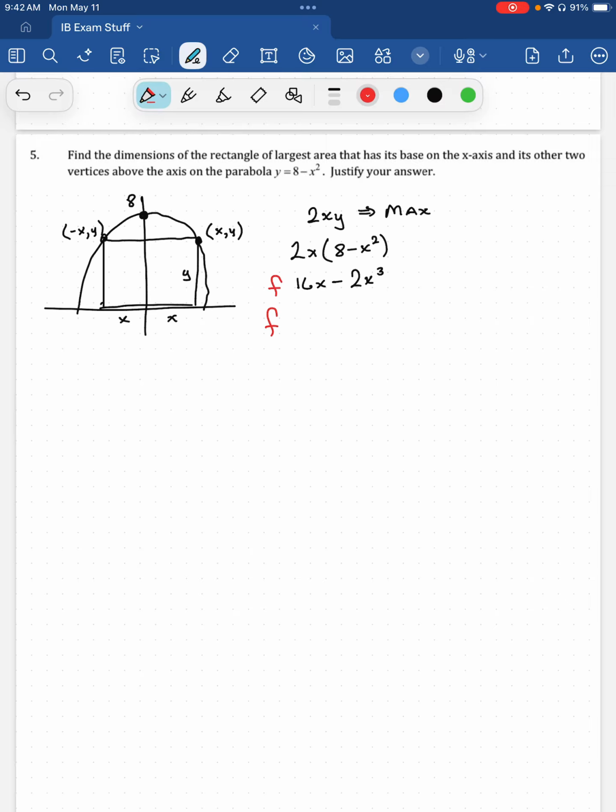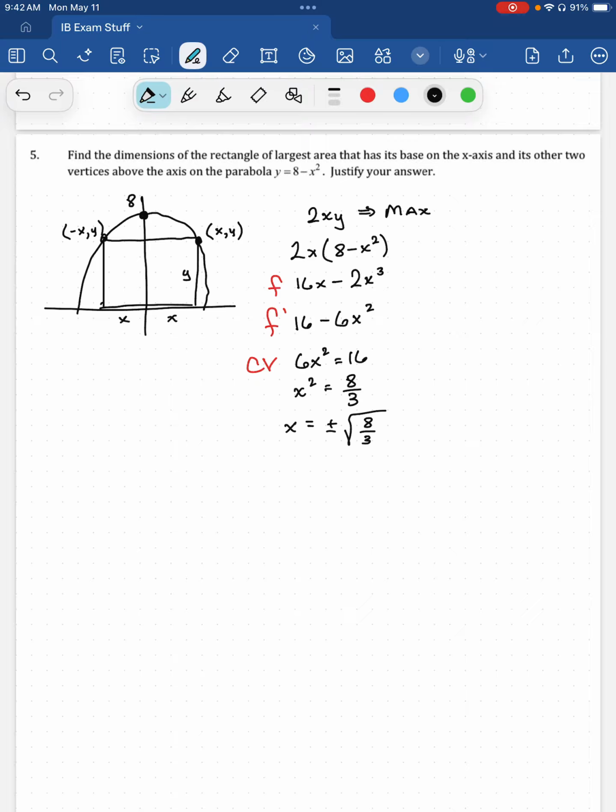So my derivative is going to be 16 minus 6x squared. So now from there, we want critical values. My critical values are when that's equal to 0. That's equal to 0 when 6x squared equals 16, or when x squared equals 16 over 6, which is 8/3, or when x is equal to plus or minus the square root of 8 over 3.